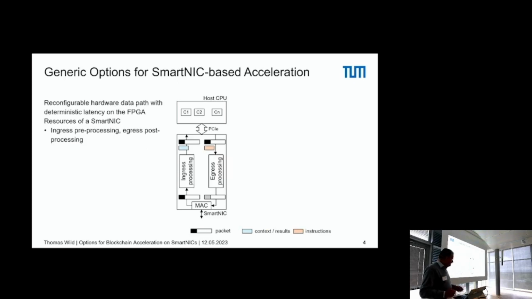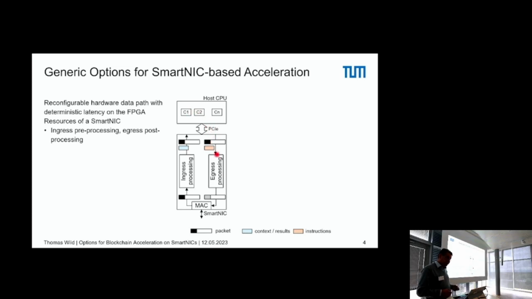So first, generic options for how we can imagine using such SmartNIC-based accelerations. We have our now a bit more elaborate system, the host CPU and still our SmartNIC, and I now introduced a bit more of how it looks inside. We have some ingress data paths, so when packets come in, we do some ingress processing on the packets that are arriving, and generate additional context or results that we then forward to the host CPU.